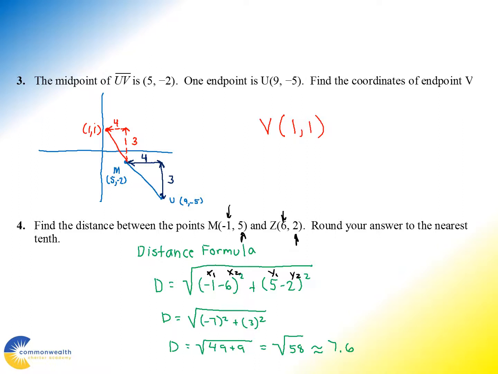So when I take -1 minus 6, I get -7. When I do 5 minus 2, I get 3. -7 squared is 49. 3 squared is 9. I get the square root of 58. And since they're telling you to round here rather than write an exact answer, you just do the square root of 58 on your calculator, round to the nearest tenth, you get about 7.6. So they're about 7.6 units apart.